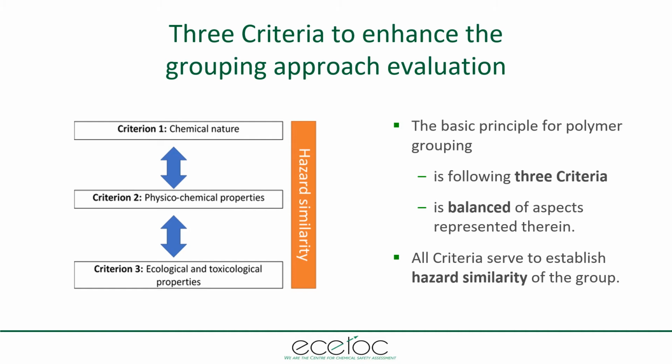So this is the basic principle for polymer grouping. It follows the 3 criteria on the left and is balanced of aspects represented therein. And finally, all criteria serve to establish the hazard similarity of the final group.